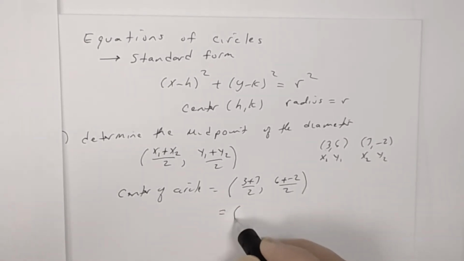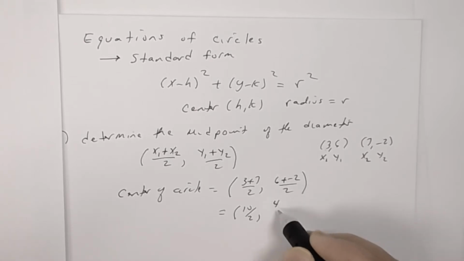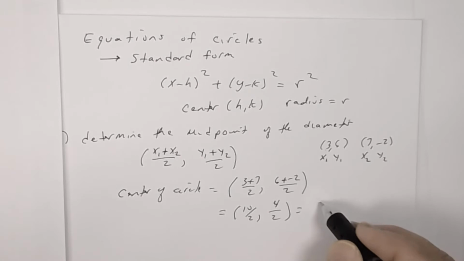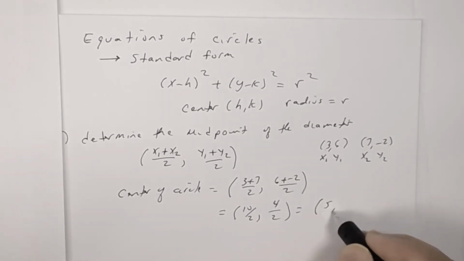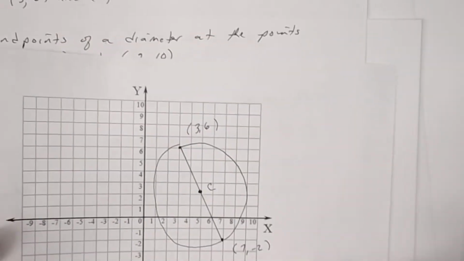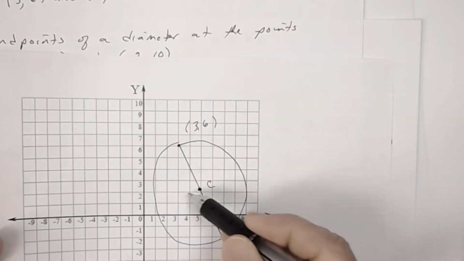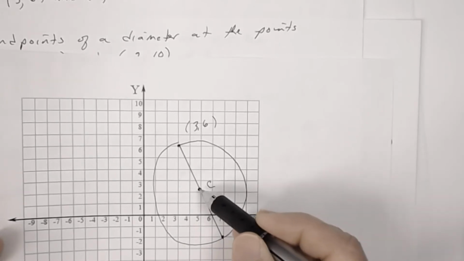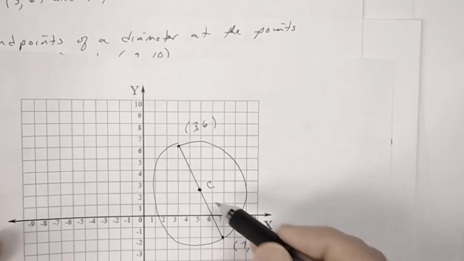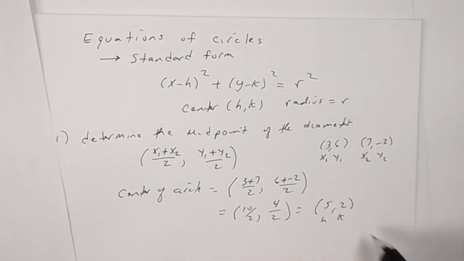And so I get 10 halves, comma, and then 6 plus negative 2 is 4, 4 halves, which you need to reduce. You need to simplify. So that's going to be 5, comma, 2. What I found here is that this point right here represents, and it kind of looks like it is, it's a little off, 5, comma, 2. So that's your center. I found the center. So the center is 5, 2. There's my H, there's my K.